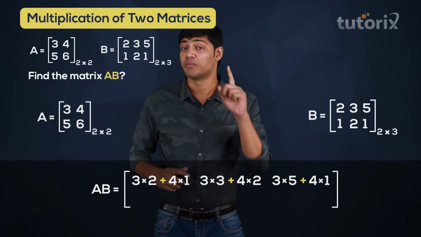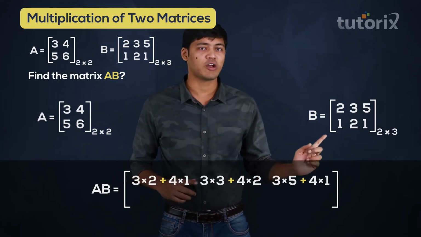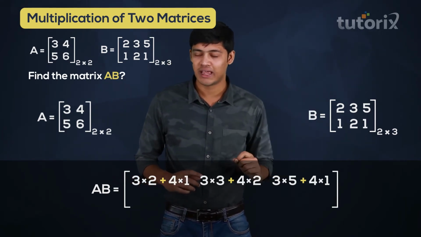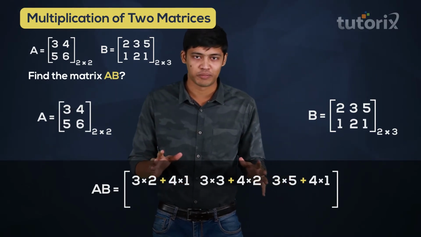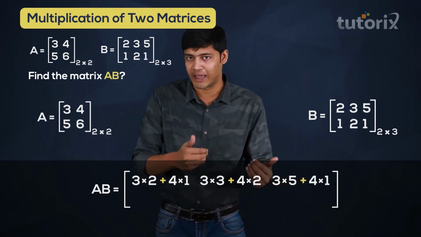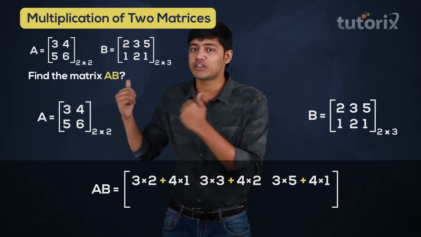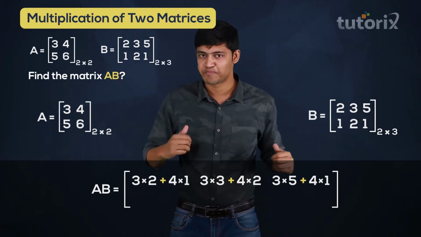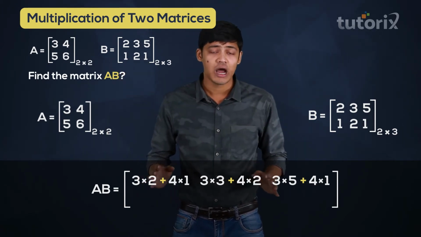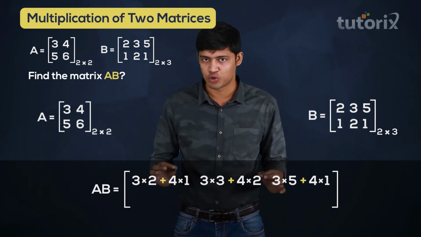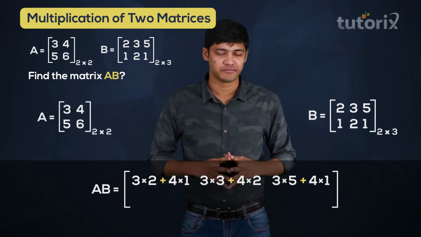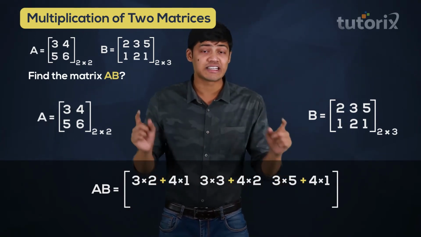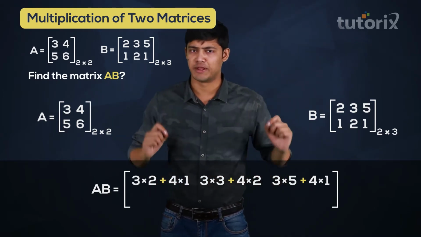Why? Because there are only 3 columns in the matrix B and there is no fourth column with which we can multiply the elements of the first row in the matrix A. So these 3 are the elements in the first row of the matrix AB. Now let's find the elements in the second row of the matrix AB.